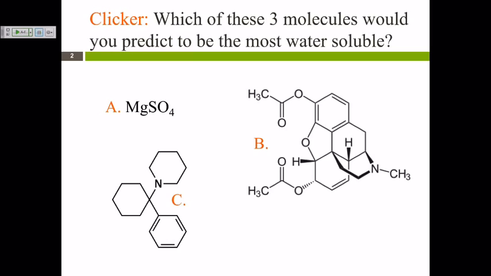Once I drew the structure for magnesium sulfate, I think it's a lot more water soluble because it's a smaller molecule, so it's easier to dissociate than that other nasty molecule. It's a terrible molecule, actually. We'll get into what it is in a minute.